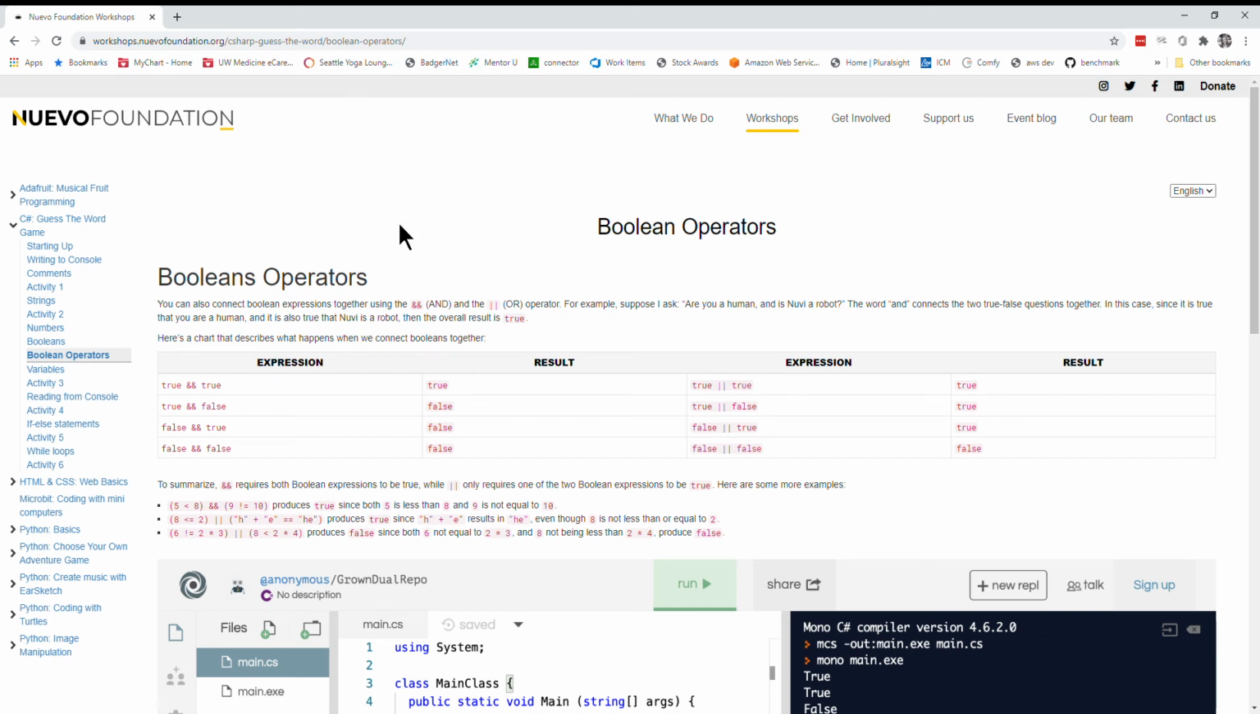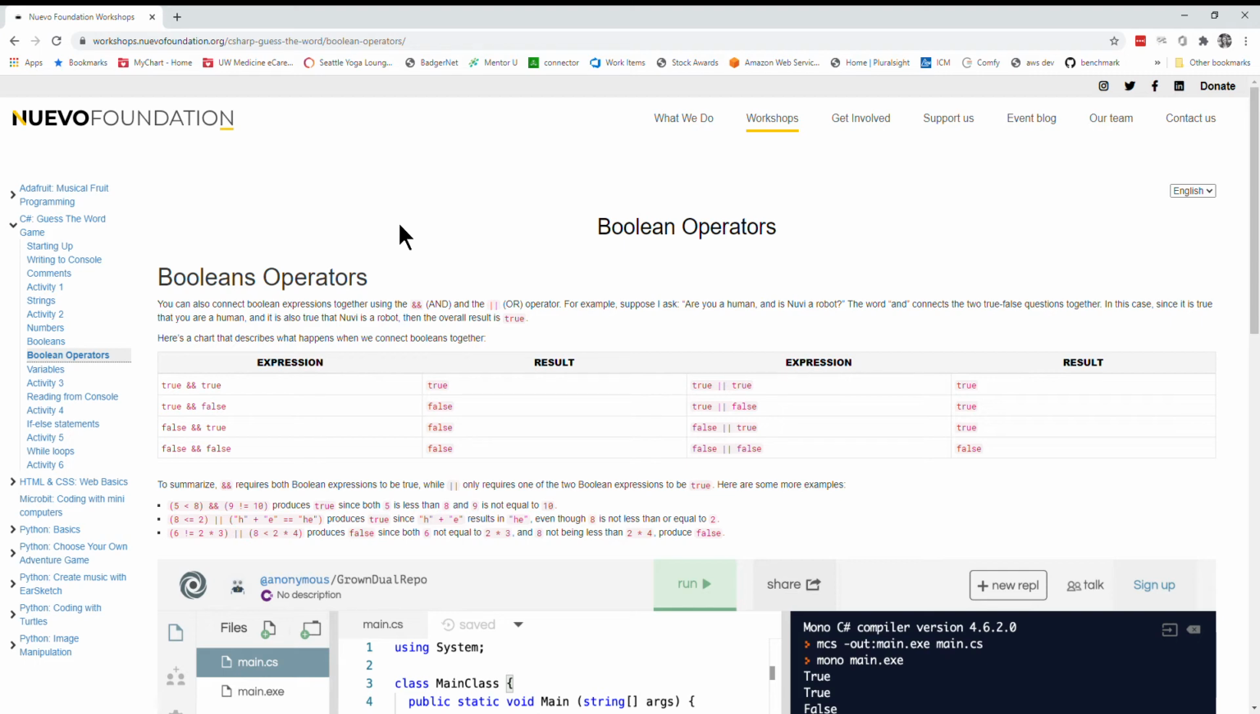Now we can learn about Boolean operators. You can also connect Boolean expressions together using the two ampersands, which is the AND operator, or the two straight lines, which is the OR operator. For example, suppose I ask, are you a human and is Nuevo a robot? The word AND connects the two true-false questions together. In this case, since it is true that you are a human, and it's also true that Nuevo is a robot, then the overall result is true.